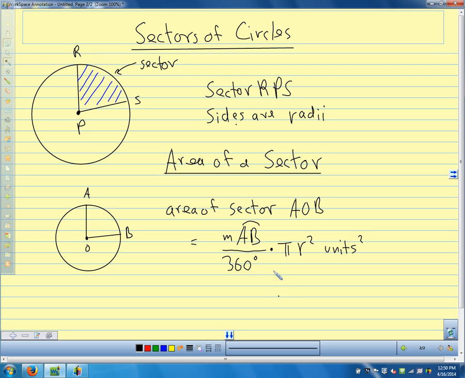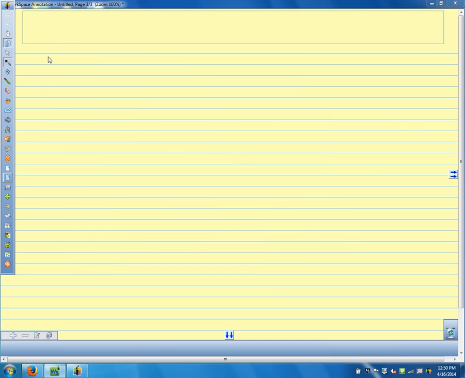All right, we're good with our formula. Same fraction we use for arc length, but we're multiplying by the area because we're talking about area rather than length. All right. Let's look at an example finding an area of a sector.